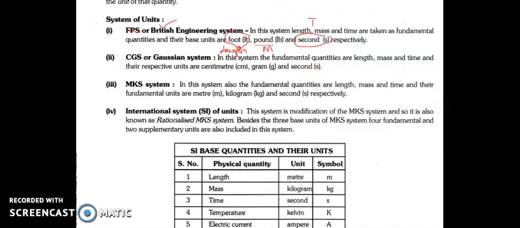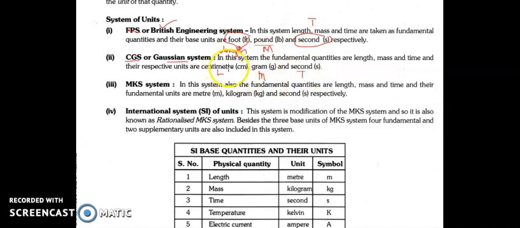So when you are asked about the fundamental quantities for FPS system, you'll simply say foot for length, pound for mass and second for time. Next is the CGS unit or Gaussian system. CGS units take into consideration centimeter for length, gram for mass and second for time.